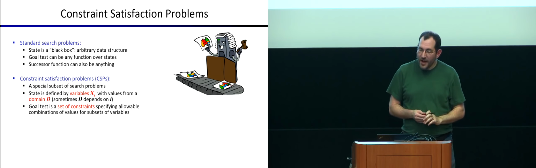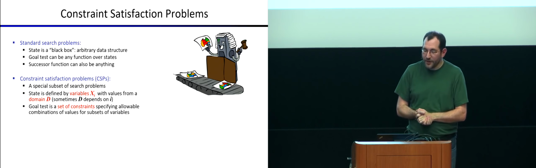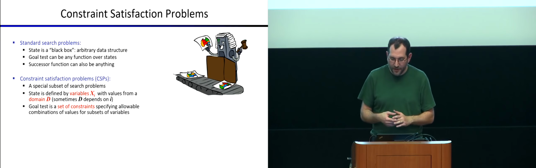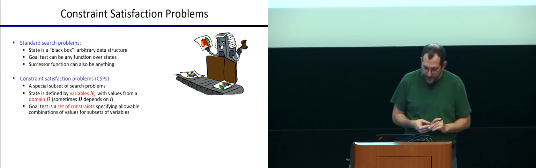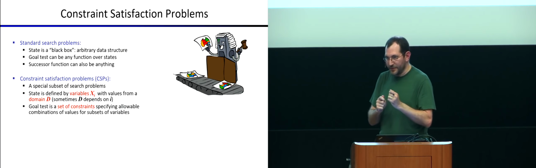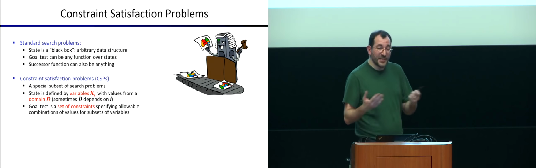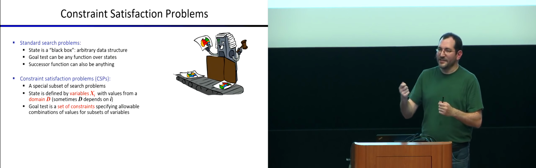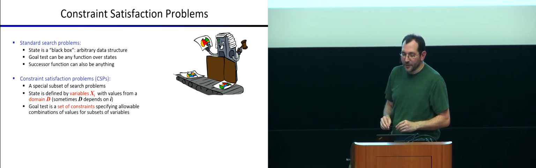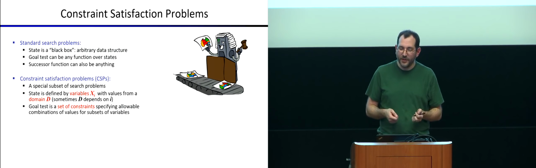In a CSP, you have a set of variables, often called X sub i, and each variable has values that come from a domain. Sometimes the domain varies by i, and that's a domain D. And so each of these variables takes on a value, and you can talk about an assignment of values in the domain to the variables. That's your state. So successor functions now are things like assign a new variable. And that's it, because you know what your state looks like. You also know what your goal test is. Your goal test is a set of constraints which specify which combinations of values and variables are legal.